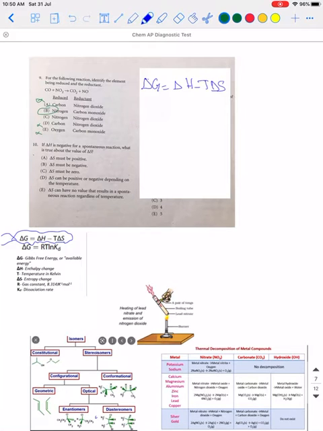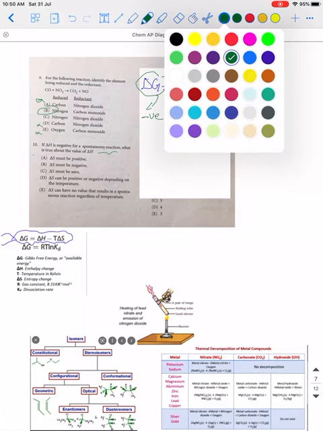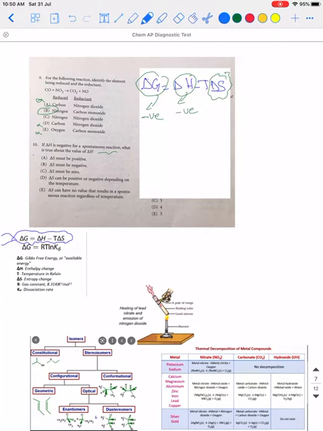It says if delta H is negative, so this term is negative. Delta G is negative. How can I tell? Because it is a spontaneous reaction, so it is also negative. So we need to know what is true about the value of delta S. Let me rearrange the equation.